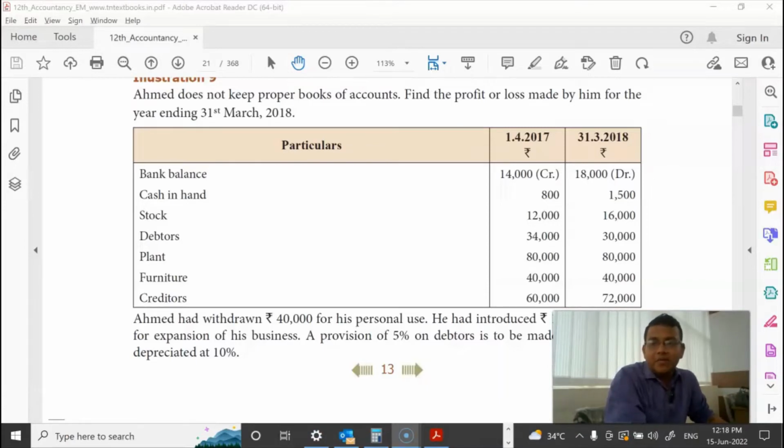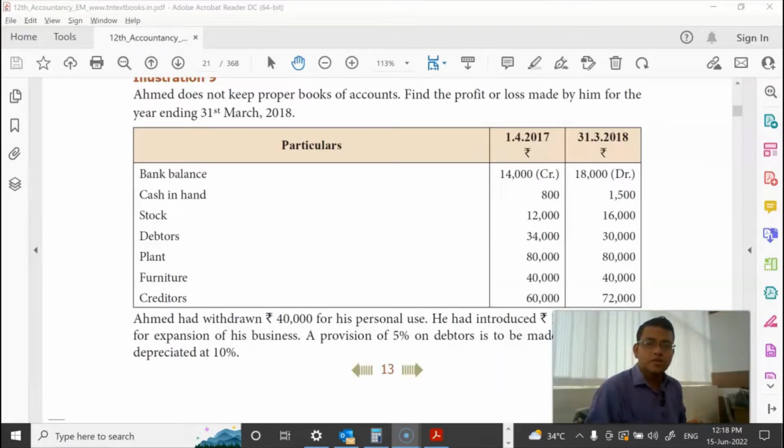Here we can see Ahmed does not keep proper books of accounts. We have to find the profit and loss made by him for the year ended 31st March 2018. So it is very clear that it is a problem where the books have not been maintained. That is, we have to find out certain missing parts and then compile the accounts.